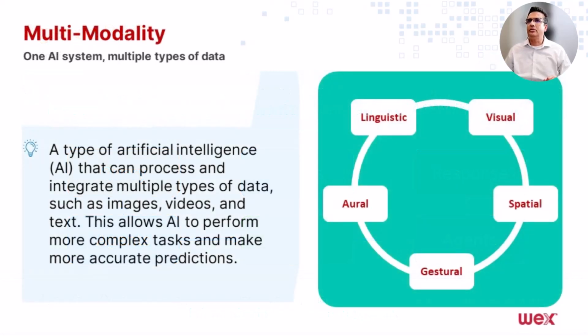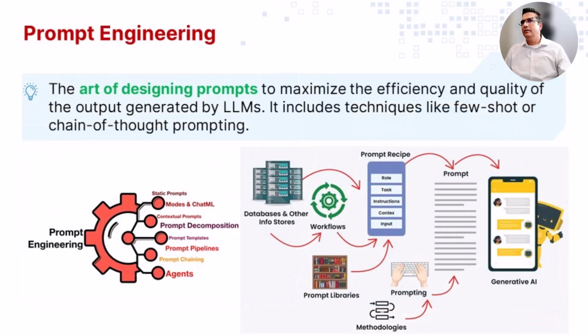Now, let's go to the next concept called multimodality. You'll hear people talking about it. It's a very simple concept. Multimodality is nothing but one AI system that uses or combines multiple types of data. So in this diagram, you can see data can be visual data or spatial data or gestural data or oral data or linguistic data. Combining multiple types of data and allowing AI to perform complex tasks on these different types of data and generate more accurate results or predictions. That's what multimodality is.